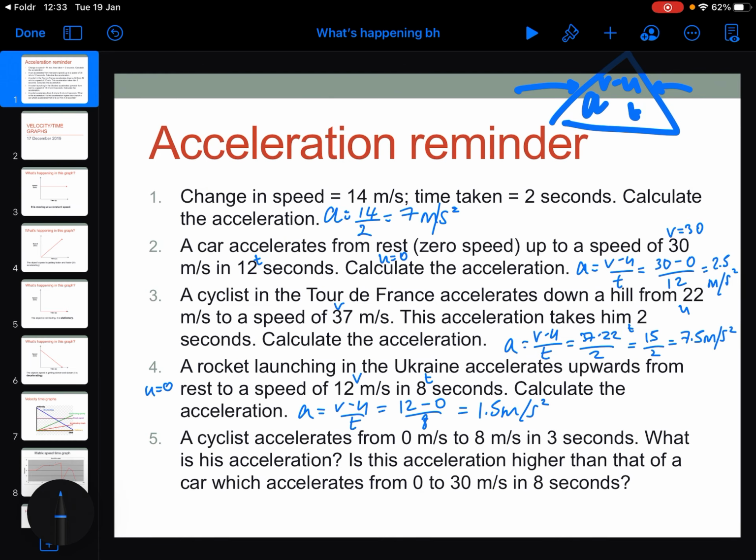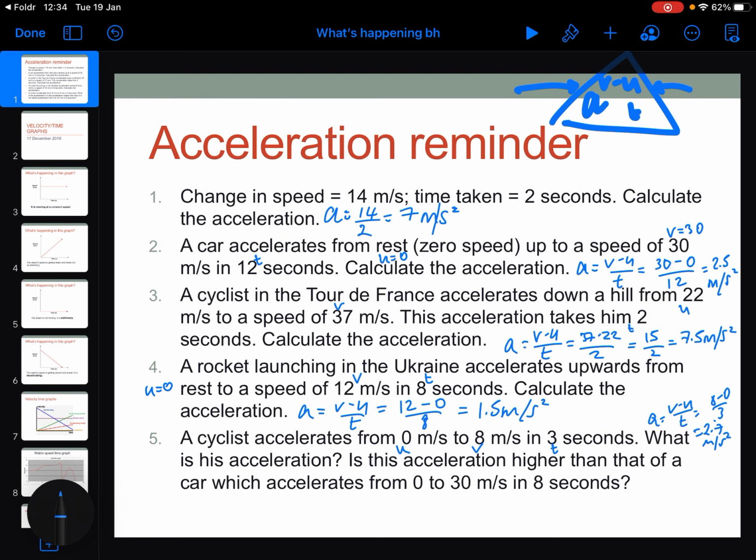And final one, a cyclist accelerates from 0, so that's u, to 8, v in 3 seconds. What is his acceleration? A is v take u over t, is 8 minus 0 over 3. I'm going to have to do that in my calculator. I don't know what 8 divided by 3 is. It is 2.7, or 2.6 recurring, meters per second squared.